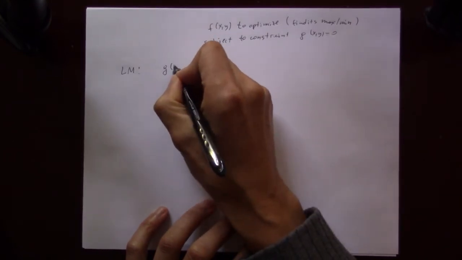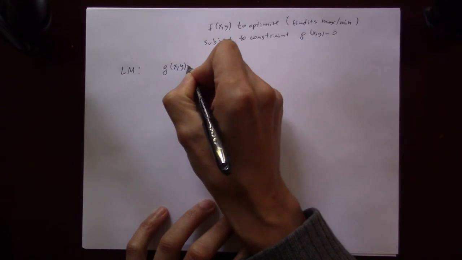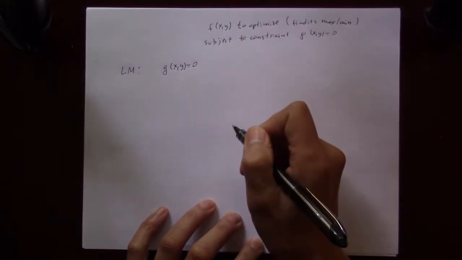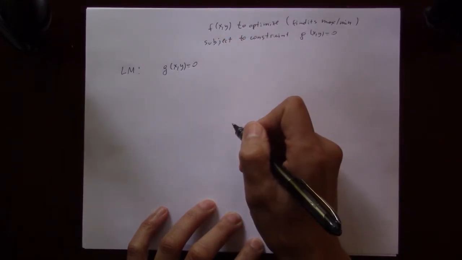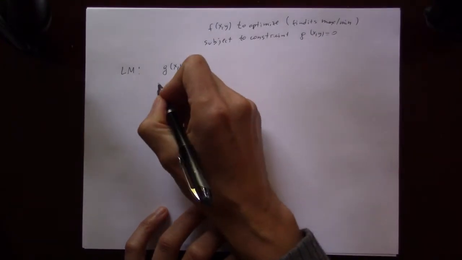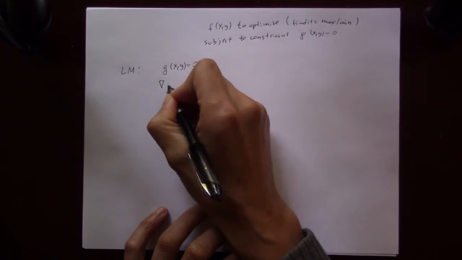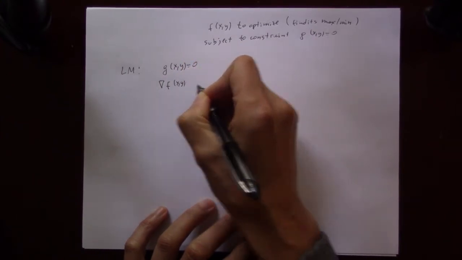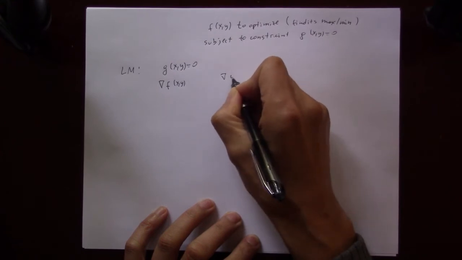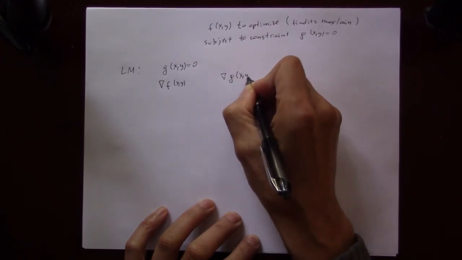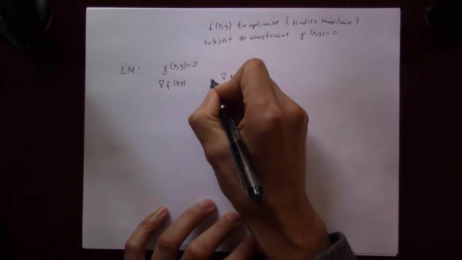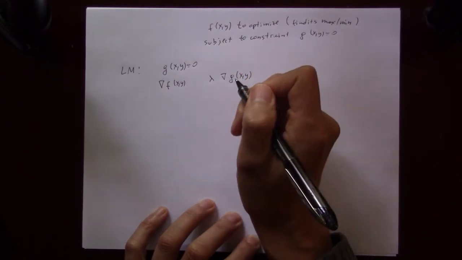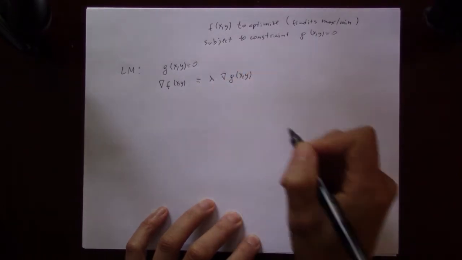We need to satisfy the constraint, and if the function attains its max or min at a point, then at this point the gradient of the function and the gradient of the constraint are going to be parallel, so gradient of f equals lambda times gradient of g.